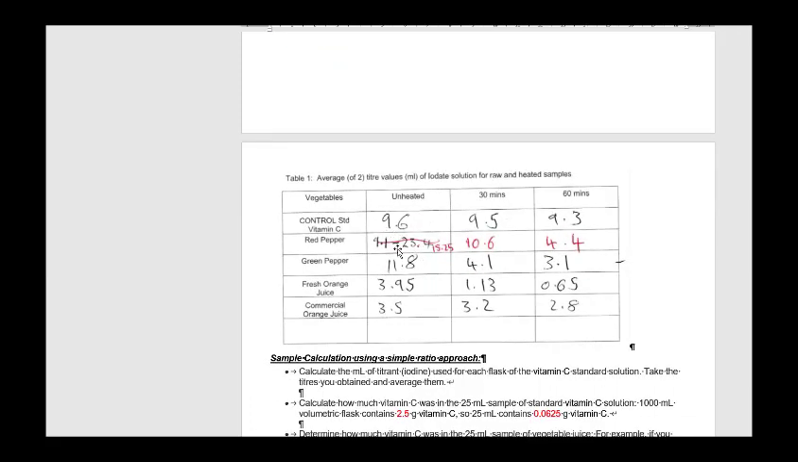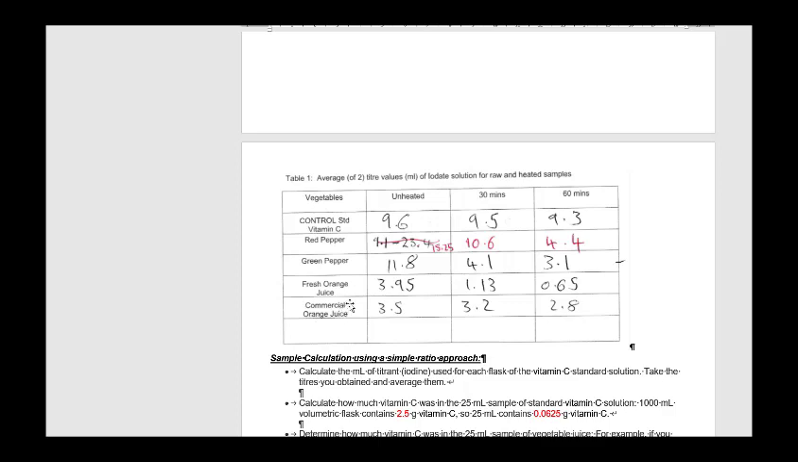Right, so here's our results for table 1. There's our control. The vegetables that we're using, red pepper and green pepper. And then we've got orange juice. So that's some fresh orange juice, so we just squeeze up some oranges, and there's some commercial orange juice.